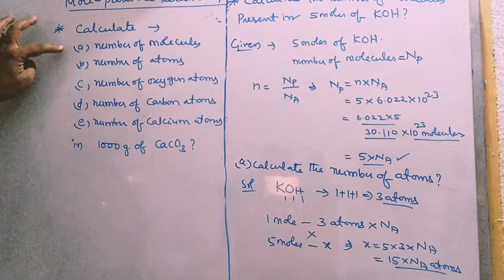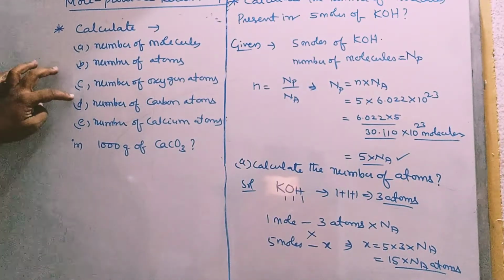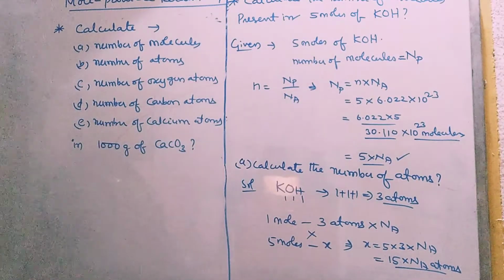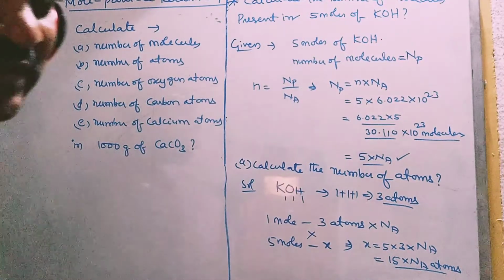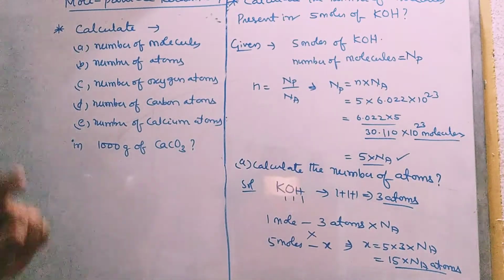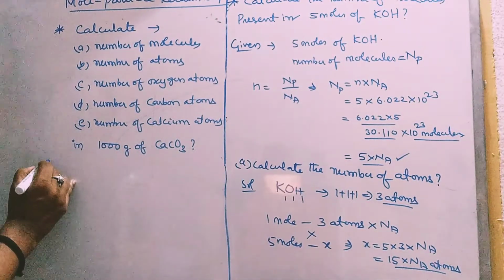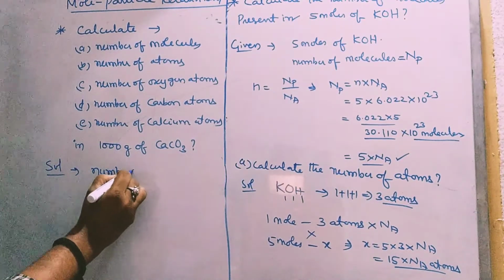Calculate number of molecules, number of atoms, number of oxygen atoms, number of carbon atoms, number of calcium atoms. Here number of atoms means total number of atoms, in 1000 grams of calcium carbonate. How will we do this? For any case, the requirement is mole. With the mole you can understand it clearly. First solution: first calculate number of moles.